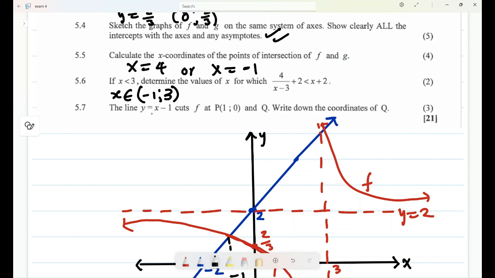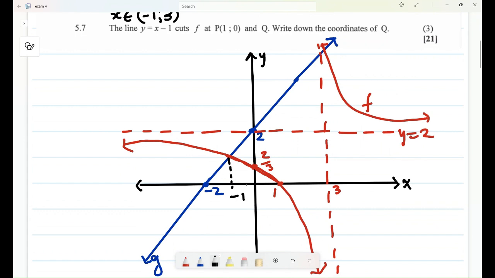Now the line y equals x minus 1 cuts f at P. The line y equals x minus 1 cuts f, and f is our hyperbola, at P, which is equal to 1 and 0. What is 1 and 0? Oh, 1 and 0 here. This is 1 and 0. And Q.